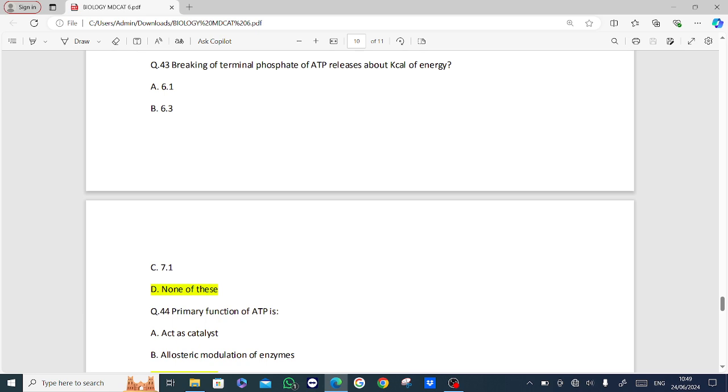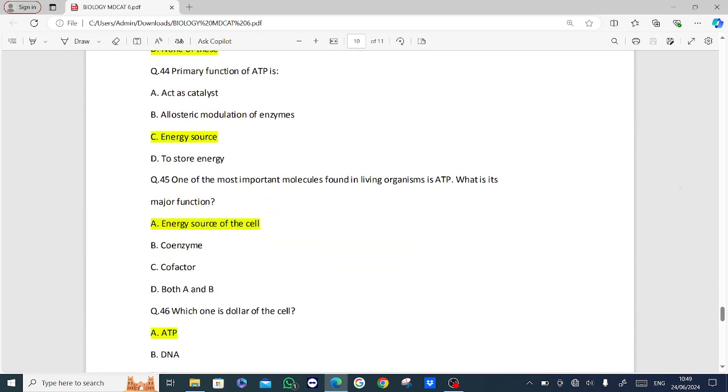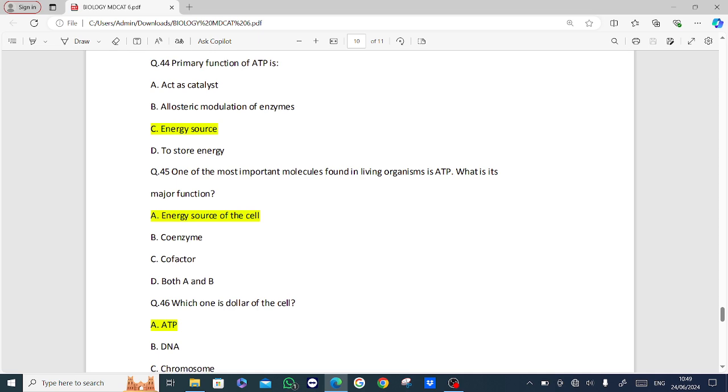Next MCQ is, primary function of ATP is. Options are, act as catalyst, allosteric modulation of enzymes, energy source to store energy. Answer is option C, energy source.